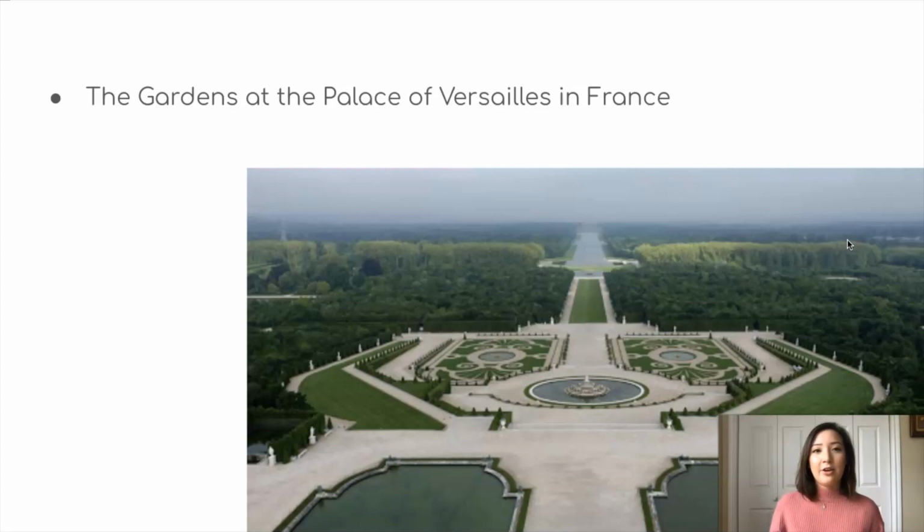So this is an example of symmetry. These are the gardens at the Palace of Versailles in France. And for some reason, humans find symmetry very pleasing to look at, and it just has a kind of familiar feeling, right? Because it is everywhere.